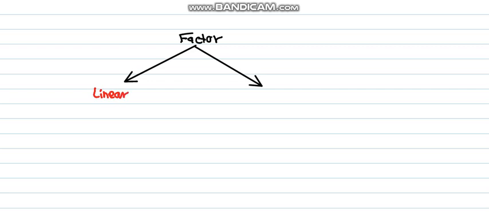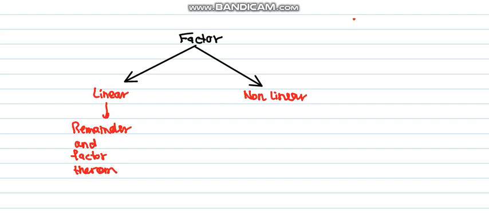Now comes the question, when to use long division and when to use the remainder and factor theorem. If our factor is linear, that means that we are safe to apply remainder and factor theorem. If our factor is non-linear, that is, anything except a straight line, then we have to apply long division.